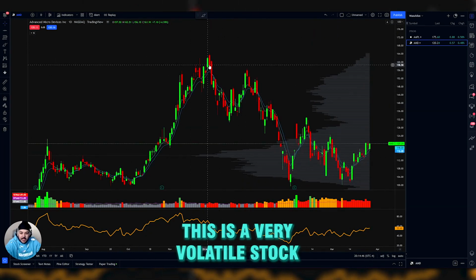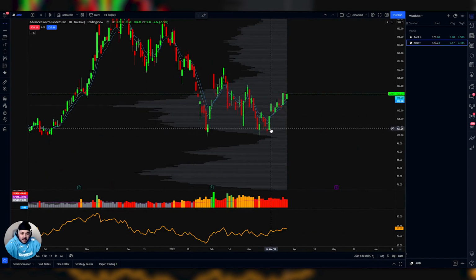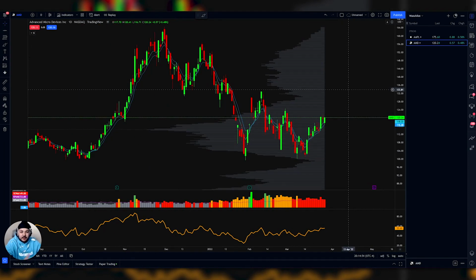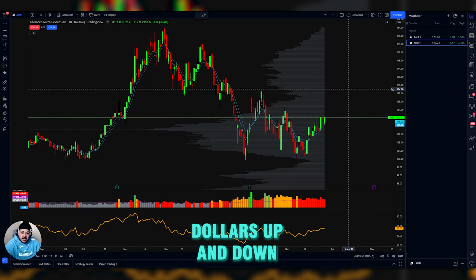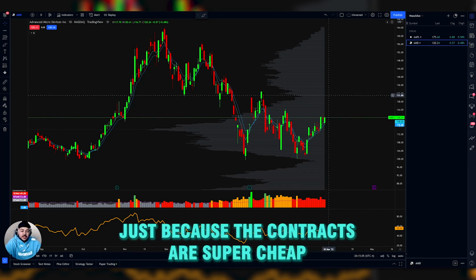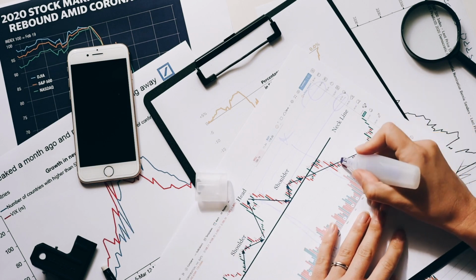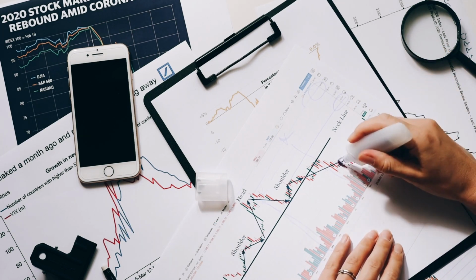This is a very volatile stock. And one day, it went from 160 down to 148. And one day it went from 102 to 109. It has a decent amount of range, which is going to allow you to be able to trade those options for multiple dollars up and down because it trades within a good range. So that's why I love trading AMD, just because the contracts are super cheap, the contracts have great volume, and the stock loves to have a range and follows through on its breakouts.